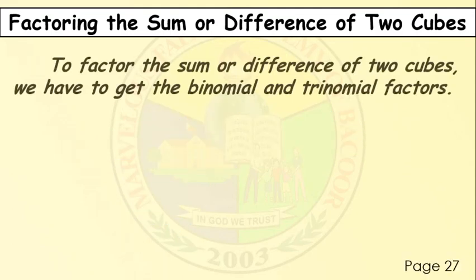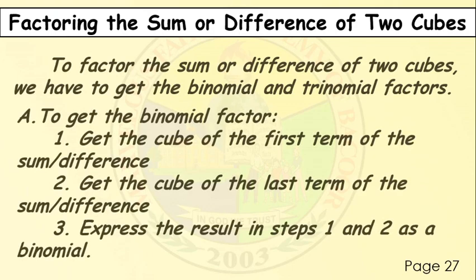Okay, so to factor the sum or difference of two cubes, we have to get the binomial and trinomial factors. To get the binomial factor, ito yung step natin. Step 1: get the cube root of the first term of the sum or difference. Step 2: get the cube root of the last term of the sum or difference. And last one is step 3: express the results in steps 1 and 2 as a binomial. Ayan yung step natin sa pagkuha ng binomial factor.